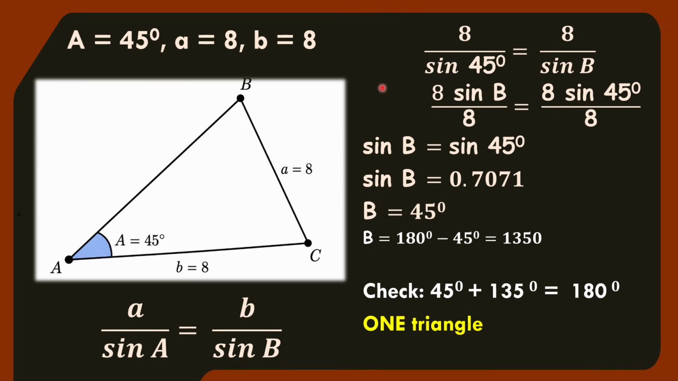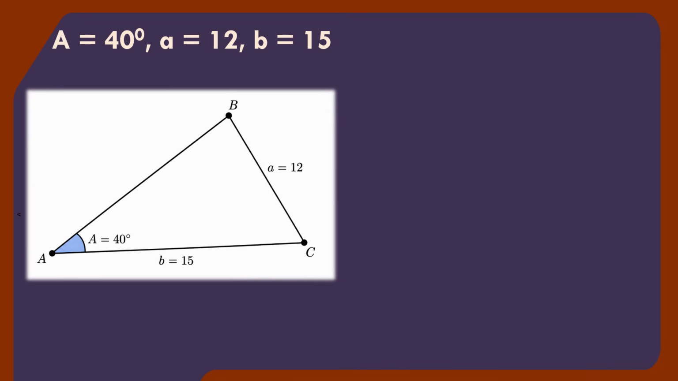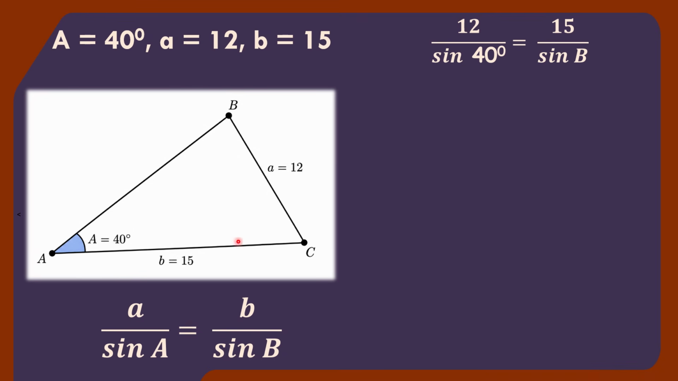So that becomes one triangle. In the third example, we have angle A 40 degrees, side A 12, side B that is equal to 15. Our formula: a over sine A is equal to b over sine B. So let us replace. That becomes 12 over sine 40 degrees is equal to 15 over sine B.